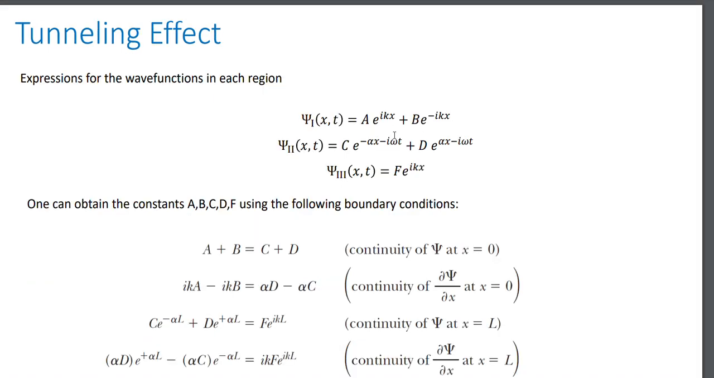The expression for the wave function at each region is given in the following. For the first region, we have the coefficients A and B, both positive. And in the second region, we have the coefficients C and D, whereas in the third, which is the transmitted area, the coefficient is F. And we also see the boundary conditions both when x is equal to 0 and x is L.